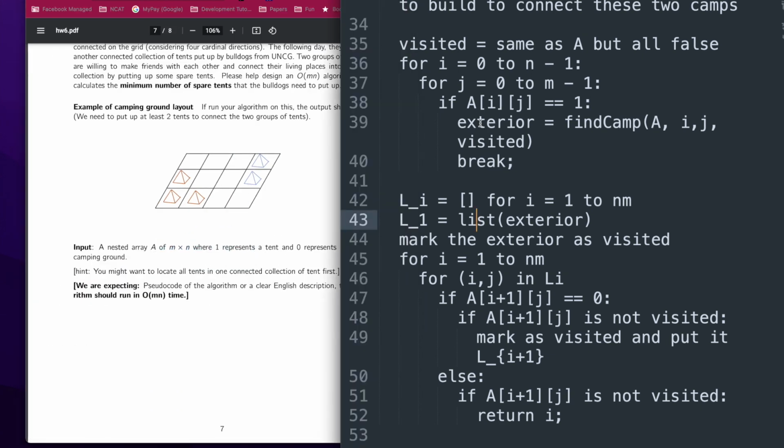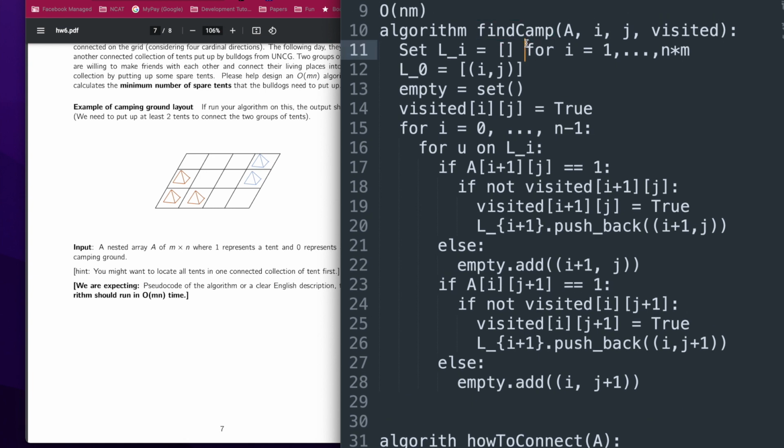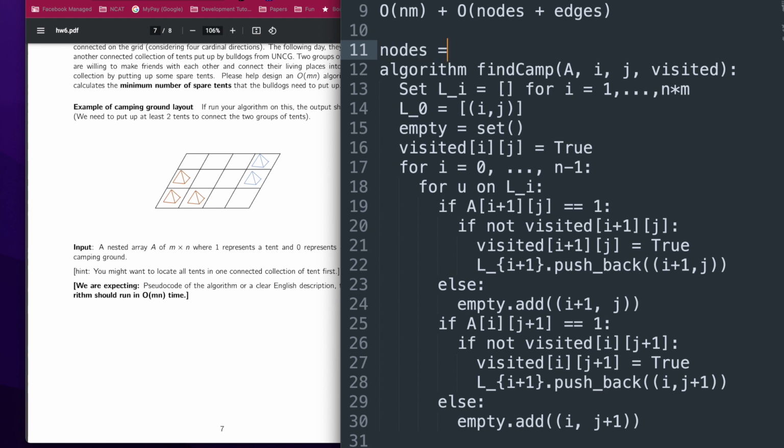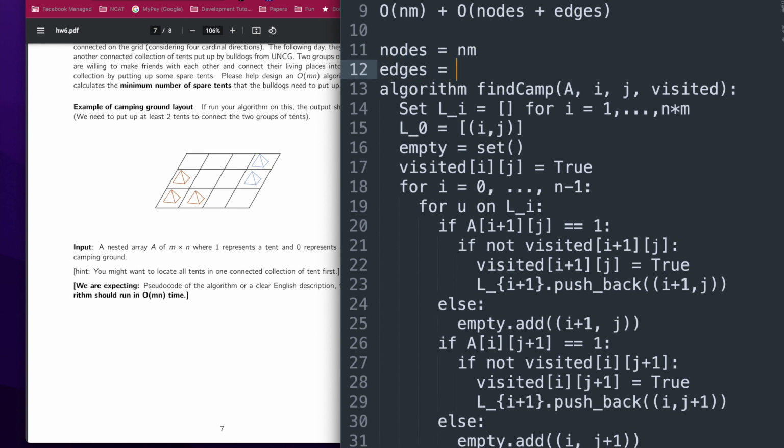The running time, again, here, we do have these 2 nested for loops, but you can see that this is at most going over the graph once, and then we break out of the for loop. So this is not nm times find camp. So let's look at this one. Find camp is basically DFS, which means the running time is O(nm). Why is it nm? Because for BFS, the running time is nodes plus edges. And in this case, the number of nodes, which is the number of squares in our grid, is equal to nm. And the number of edges is equal to 4 times nm.